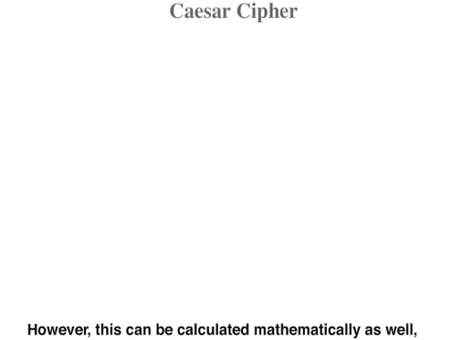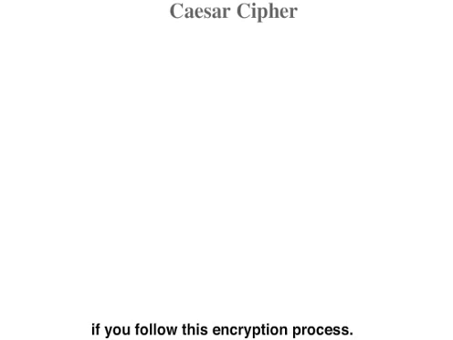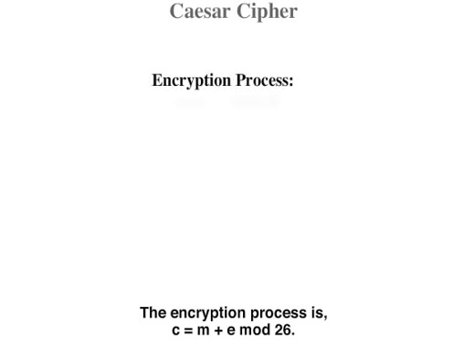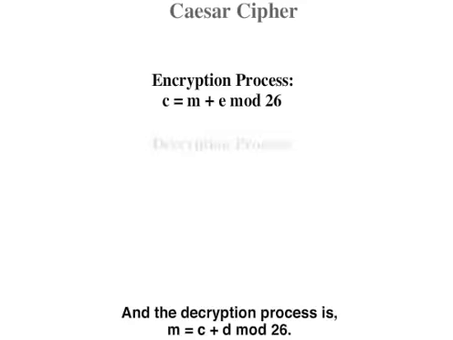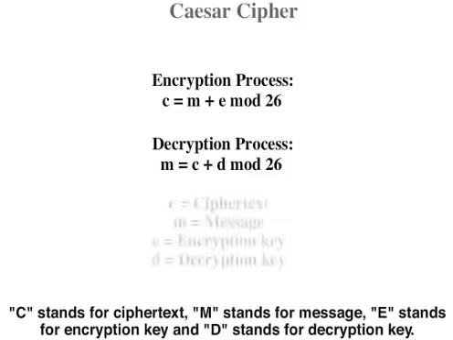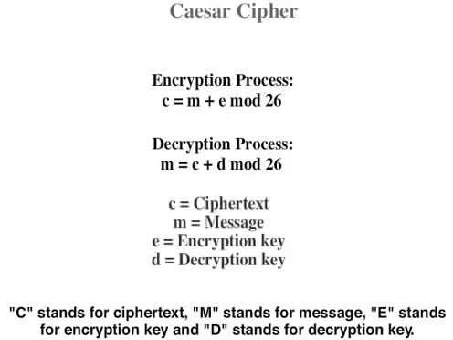However, this can be calculated mathematically as well, if you follow this encryption process. The encryption process is C equals M plus E modulo 26. And the decryption process is M equals C plus D modulo 26. C stands for ciphertext, M stands for message, E stands for encryption key, and D stands for decryption key.